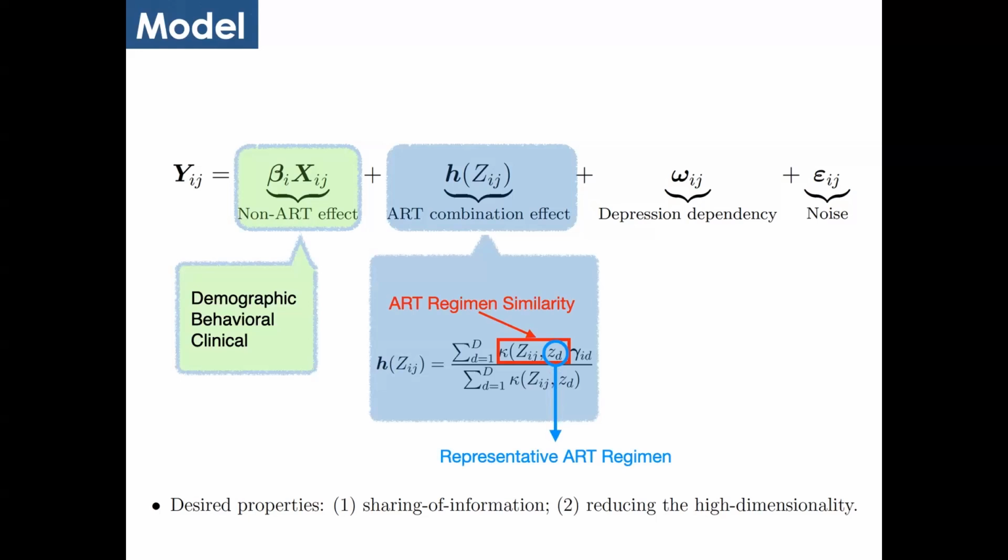So you have these knots and then you calculate similarity, and then we reduce the dimension of all the drug combination spaces to only D dimensions. So think about this representative drug regimen maybe like 50, for example, and you can reduce this 1,000 dimensional space to this 50 dimensional space.